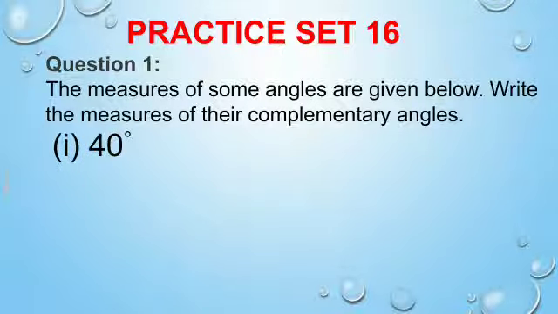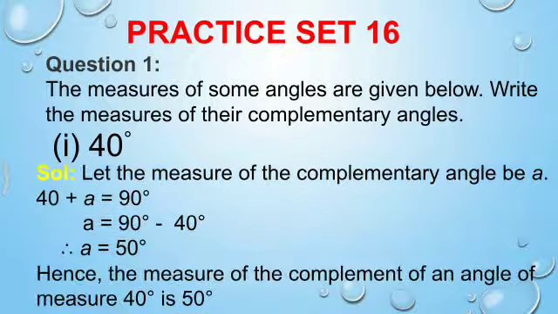Now the first one is given as 40 degrees. Here you have to find out the complementary angle of 40 degrees. So see how you are going to find that out. Here we don't know the other complementary angle, so we will assume the other complementary angle to be A. Clear? One complementary angle is given, that is 40. The other you have to take as A. We don't know it, so we will take A.